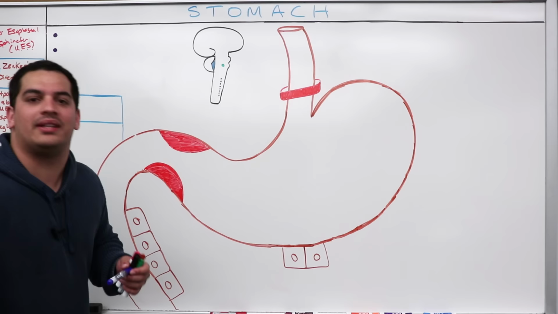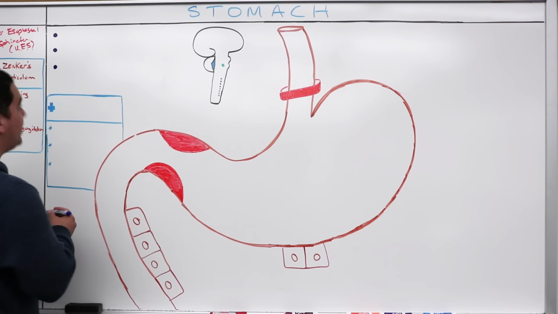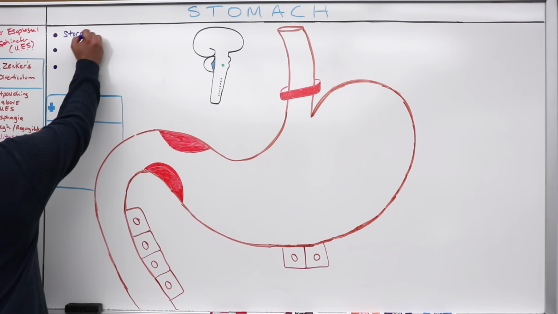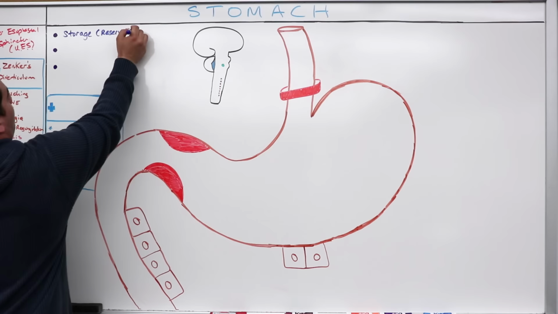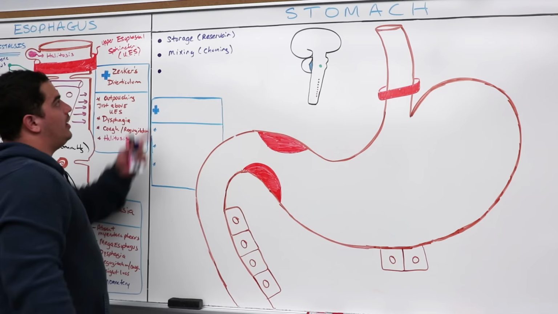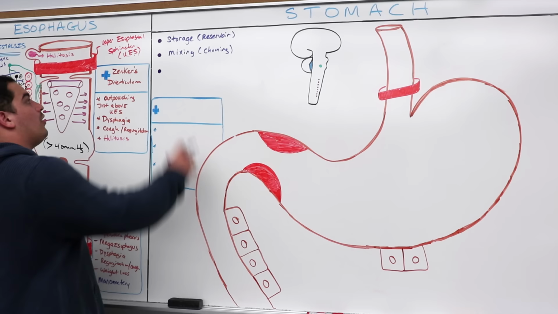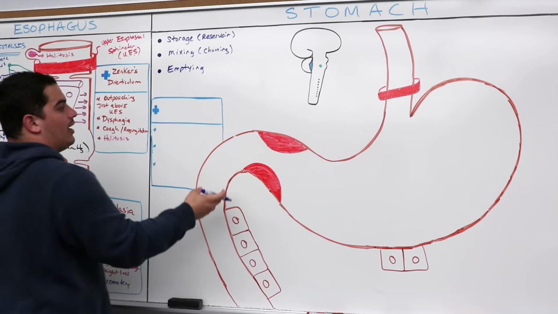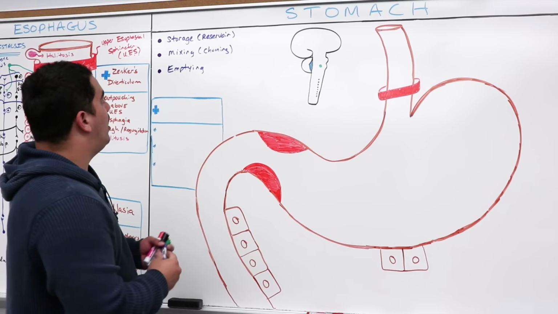So when we talk about the stomach, there are three significant functions we should know about. One is it serves as a storage, or a reservoir. Another is it plays a very crucial role in mixing, or churning, if you will, the gastric contents, the food that we're ingesting, trying to break it down. And it also plays an important role in emptying, in other words, emptying the contents of the stomach into the duodenum. So we have to understand each individual function.